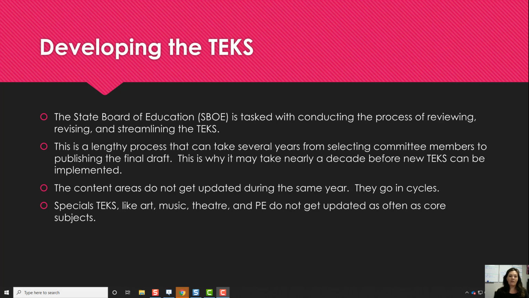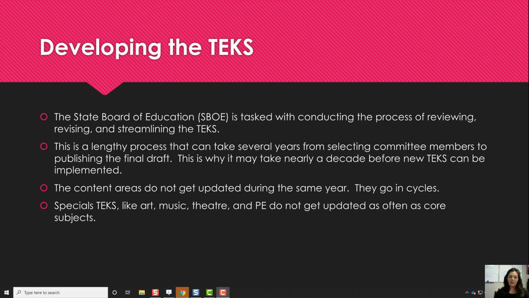We have a set of TEKS for 2017 that are to be implemented this year in elementary, and then next school year, 2020-2021, in grades 7 through 12. The content areas do not all get updated during the same year. The science TEKS are currently under review and they're open for public comment. The social studies TEKS are beginning their streamlining review, but they're not anywhere near public comment yet.